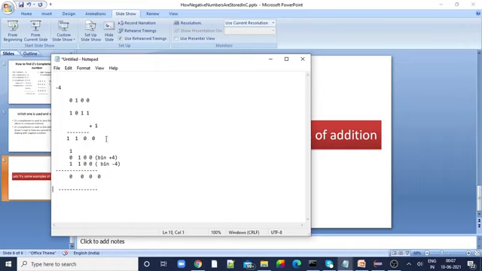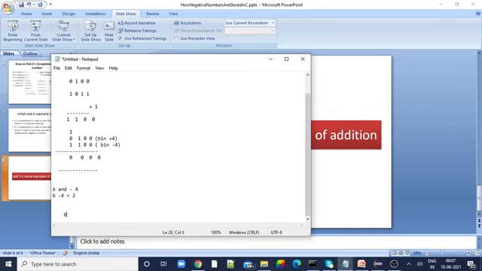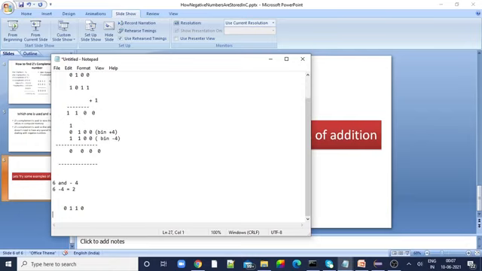Next, what are we going to do? We are going to do a subtraction operation with 6 and minus 4, which is basically 6 minus 4. We should get the result of 2. So we are going to check 0, 1, 1, 0. And for minus 4, we already found out, which is 1, 1, 0, 0.